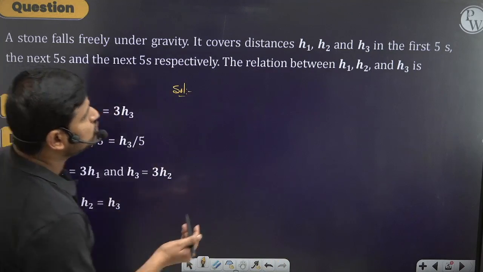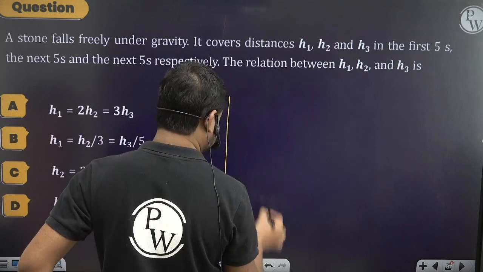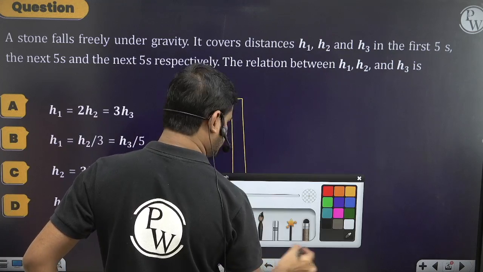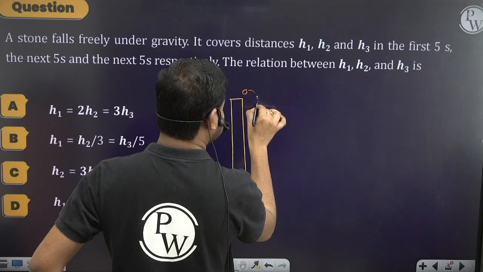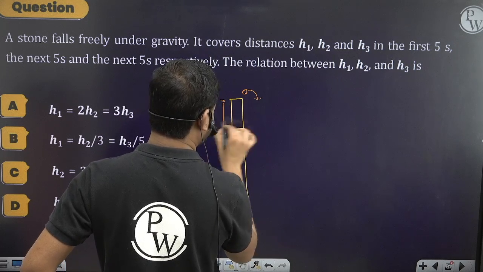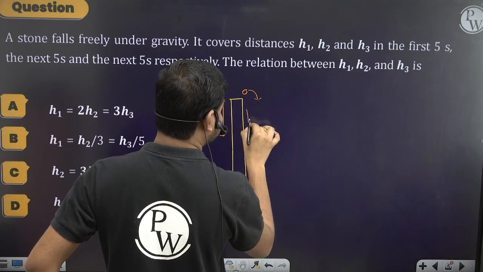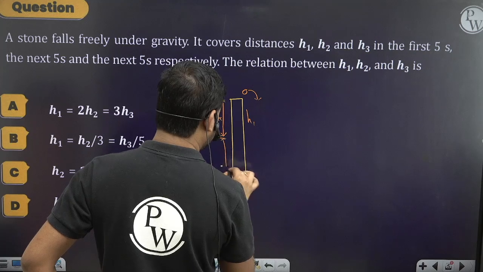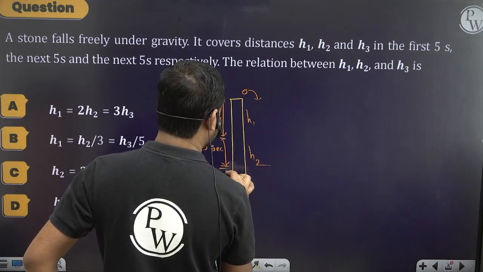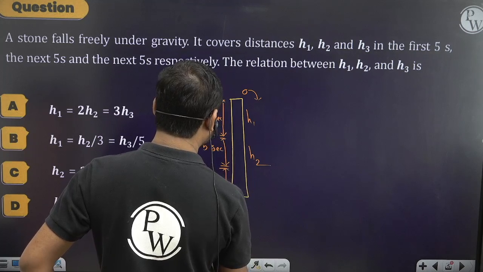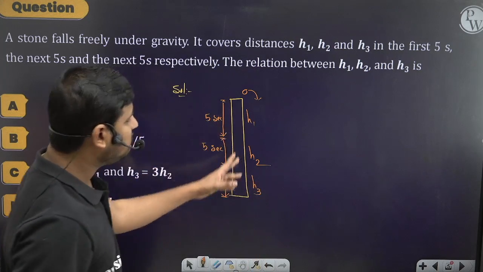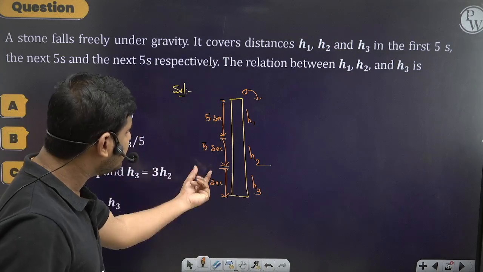See here. So the distance covered in the first 5 seconds is h1. See, a body is dropped. So the distance covered in the first 5 seconds, let it be first 5 seconds, which is going to be h1. So the distance covered in the next 5 seconds, which is going to be h2. And the distance covered in the next 5 seconds, which is going to be h3. So like that we have 3 distances covered in regular intervals of time.